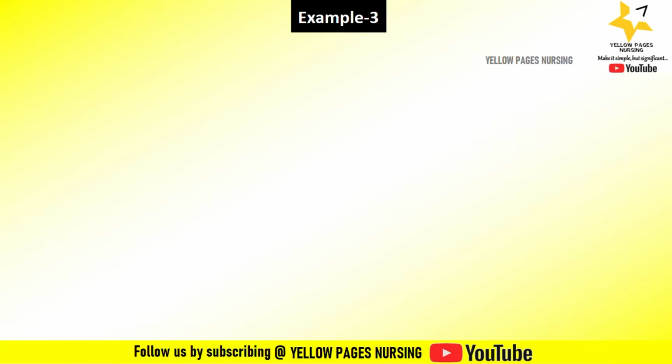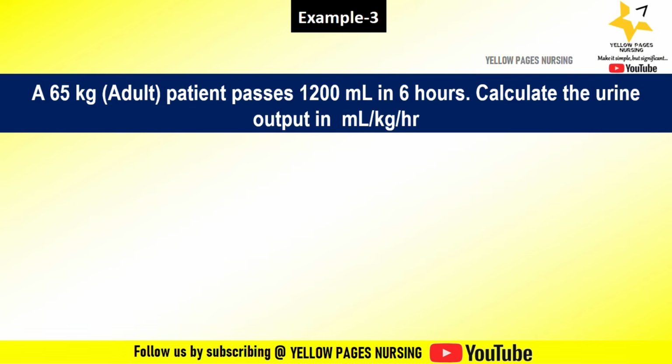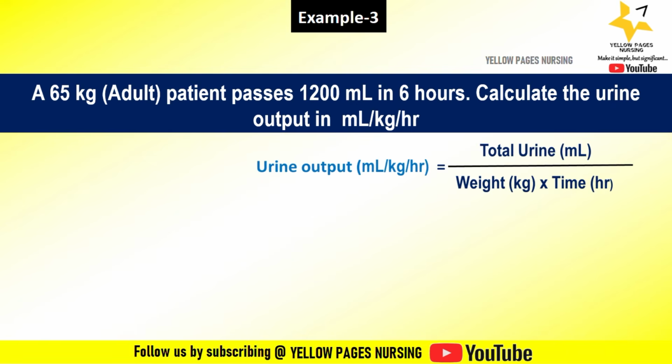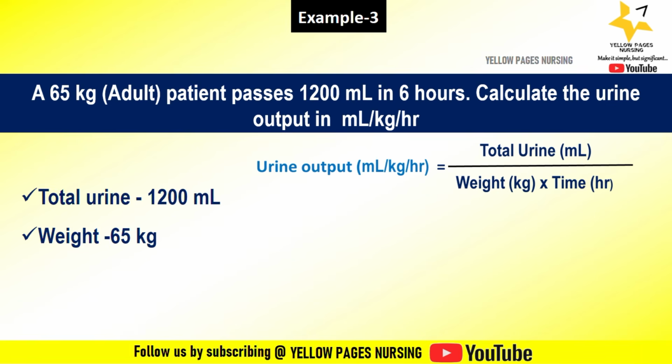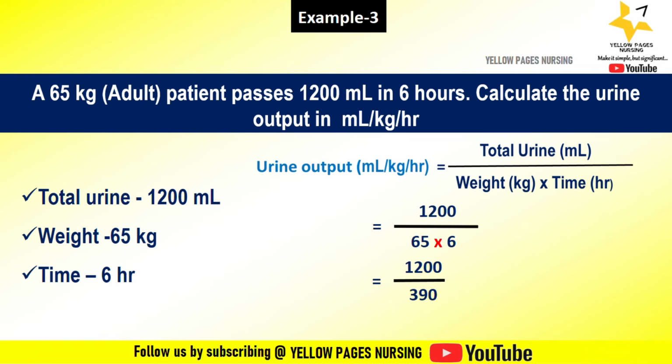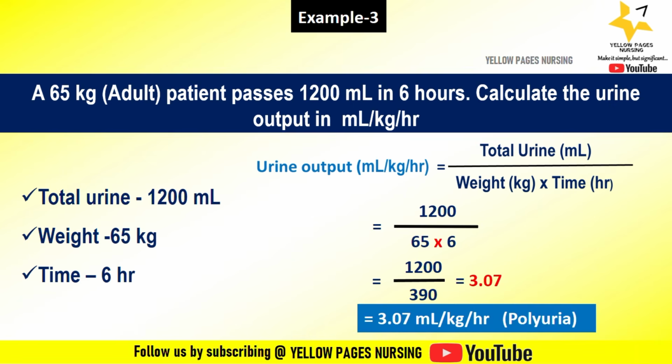A 65 kilogram adult patient passes 1200 ml in 6 hours. Calculate the urine output in ml per kg per hour. As we know, the formula is urine output in ml per kg per hour is equal to total urine in ml divided by weight in kilogram multiplied by time in hours. So here the total urine is 1200 ml, weight is 65 kilogram, time is 6 hours. So applying all into the formula, we get 1200 divided by 390, which gives 3.07. And the urine output will be 3.07 ml per kg per hour, which indicates polyuria.